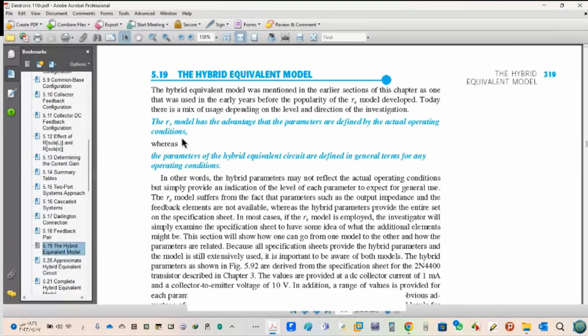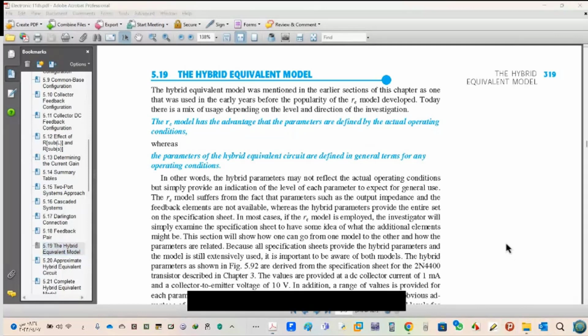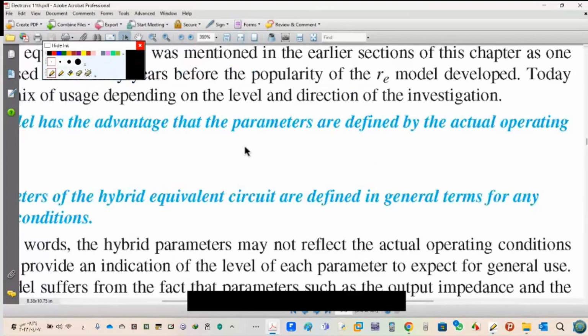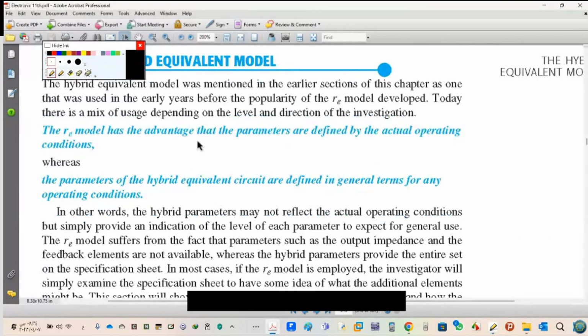Before we talk about the re model, today we'll talk about what the hybrid model is. The re model has the advantage that the parameters are defined by actual operating conditions. The parameters of the hybrid equivalent circuit or model are defined in general.